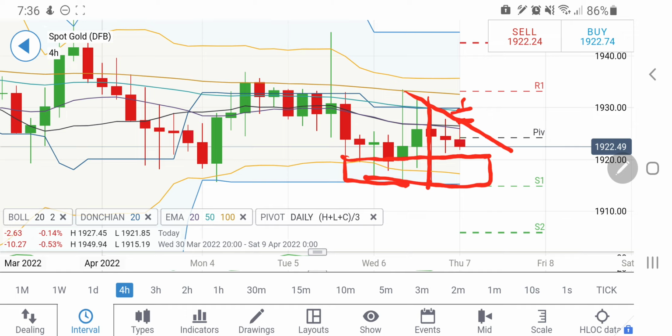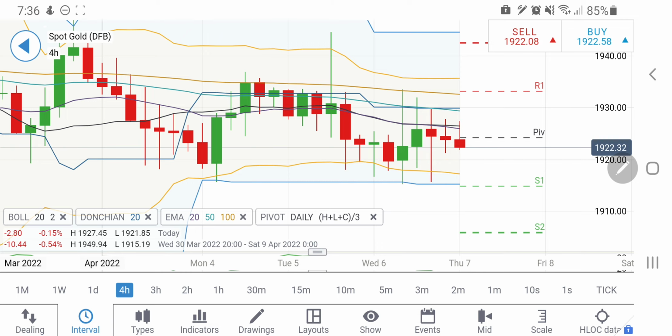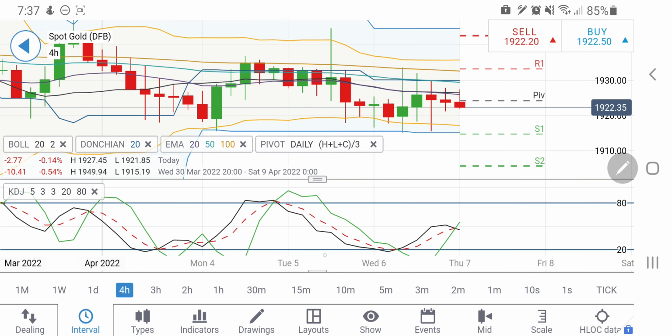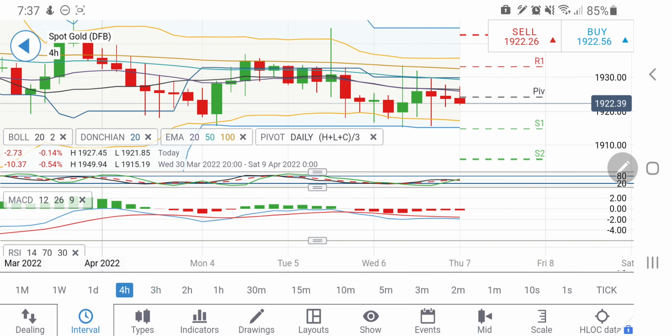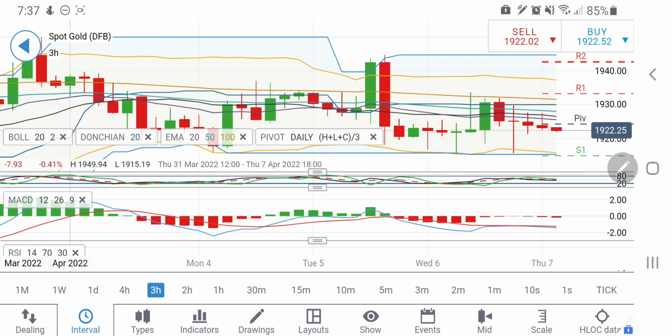So don't trade between 1920 and 1928. And also on the downside, till 1915 it has got a support. It can bounce back from there. However, it appears a largely red day. We can expect it to drop a little. It may try to go well below 1915 towards 1910 and below levels. Now look at the 4-hour stochastic looking downwards here. MACD is still on sell and RSI not showing any signs, however, near the oversold zone.